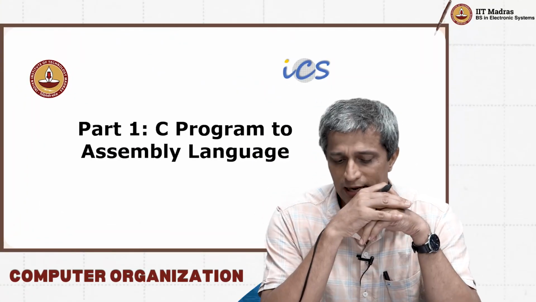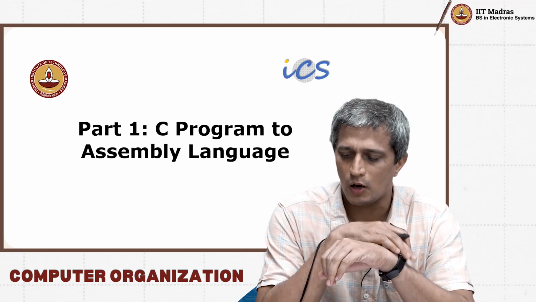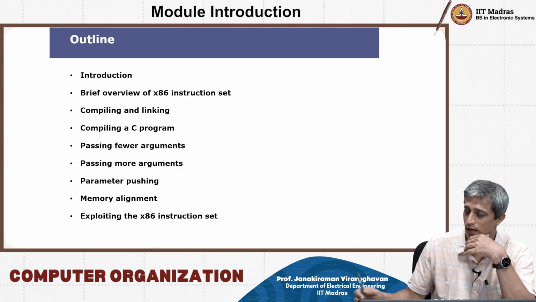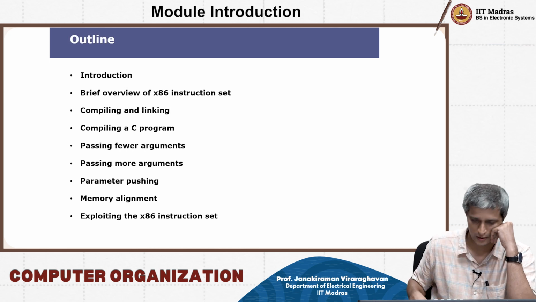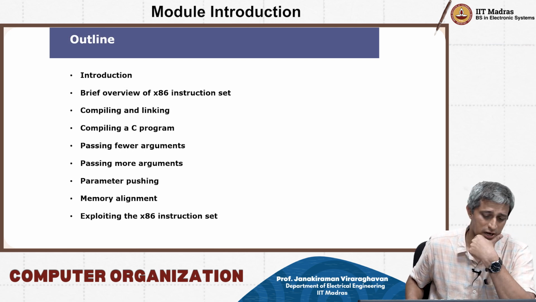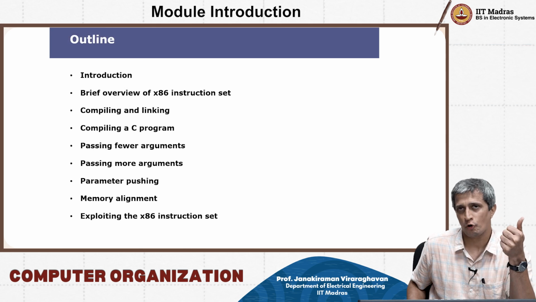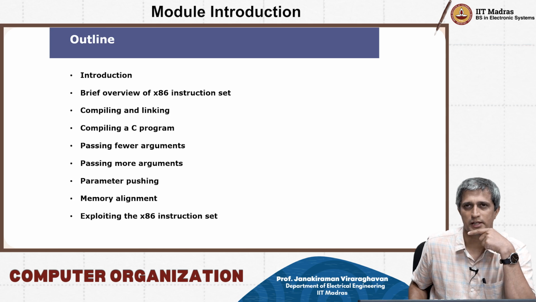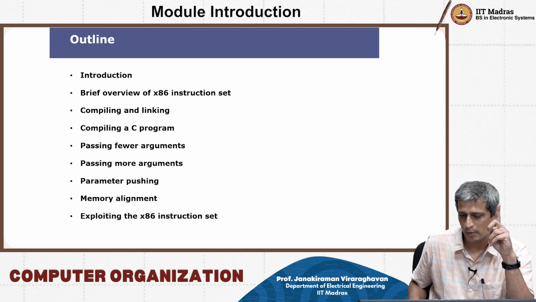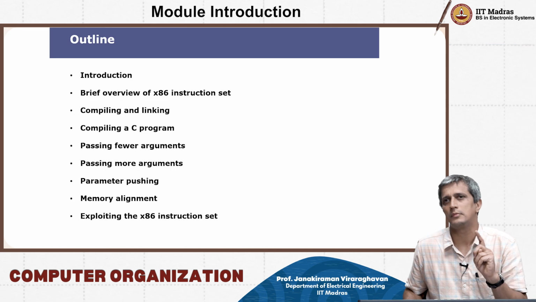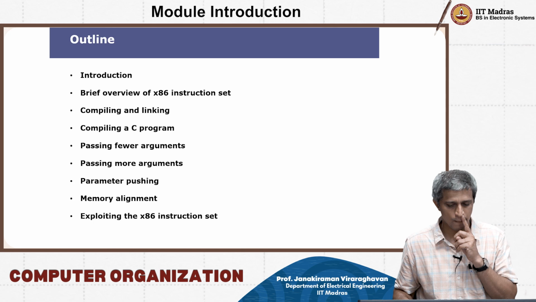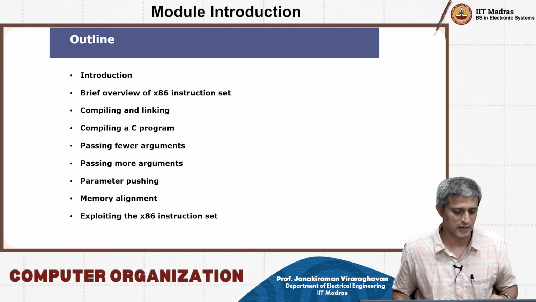Okay, so with that, let's jump into our first part of this course, which is the C program to assembly language. What are we going to do in this course? Basically, in this part, this is the outline or the agenda. I will start with an introduction. I'll give you a brief overview of the x86 instruction set. We will also get into some assembly programming using the x86 instructions. I'll tell you why we are doing x86 and so on.